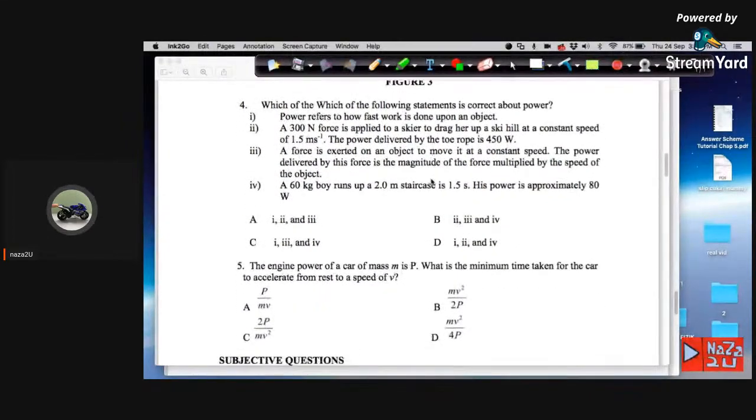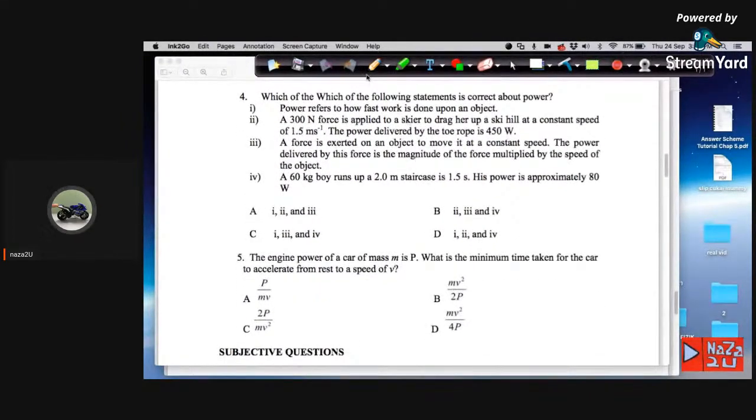Okay, question number 4. Which of the following statements is correct about the power? So power, as you know, the symbol is P, the word rate, kadar melakukan kerja. P is equal to W over T. So if you look at the question here, power is referred to how fast.